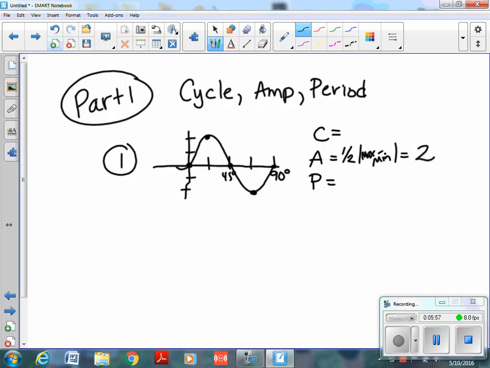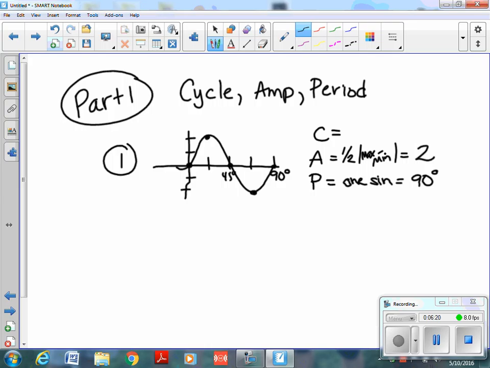The period is how long it takes to make one complete sine graph. Remember, one complete sine graph is a hill and a valley. So what's the period? 90 degrees. That's the period. 90 degrees.